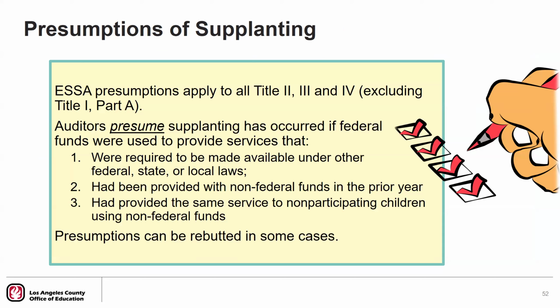So for the most part, federal programs such as Title II, III, and IV, auditors presume that supplanting has occurred based on the test of three. So here's the presumption: if they were used to provide services that were required to be made available under other federal, state, or local laws, had been provided with non-federal funds in the prior year, or had provided the same service to non-participating children using non-federal funds. The presumption can be rebutted in some cases, but if it meets any of these three, then the presumption of supplanting is made. And we don't want that to happen.